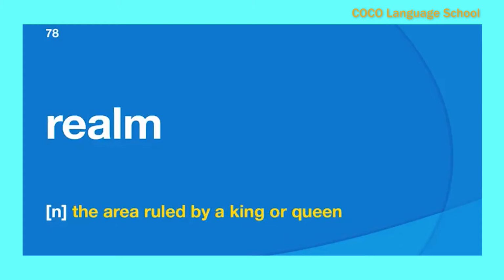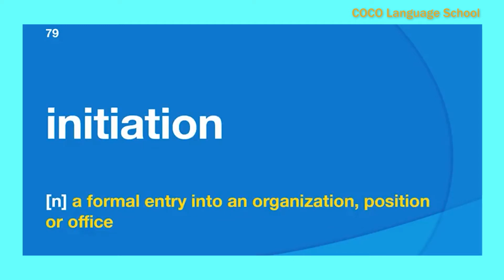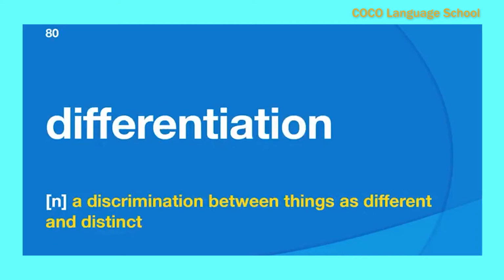The area ruled by a king or queen. Realm. A formal entry into an organization, position or office. Initiation. A discrimination between things as different and distinct. Differentiation.